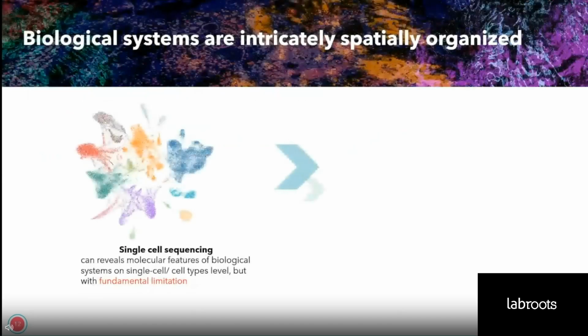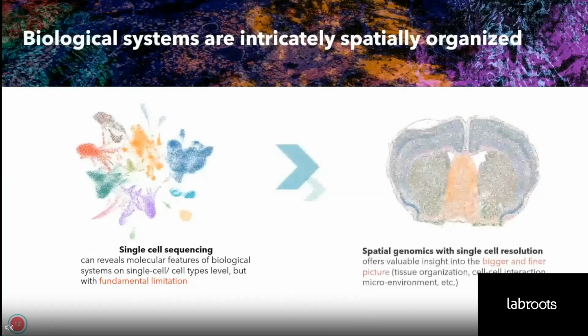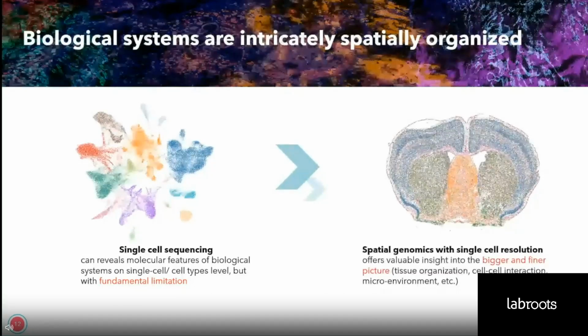So, before diving into the data, I would like to briefly talk about why spatial information is critical for understanding brain function and dysfunction. So why is spatial information important? Because biological systems are intricately spatially organized.